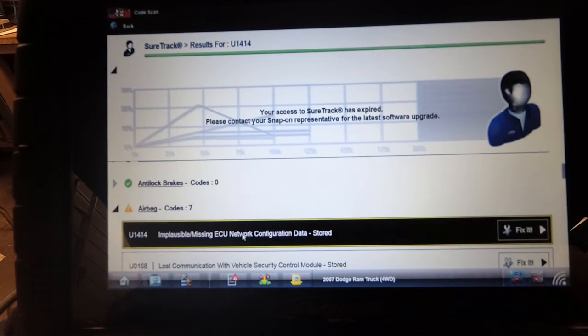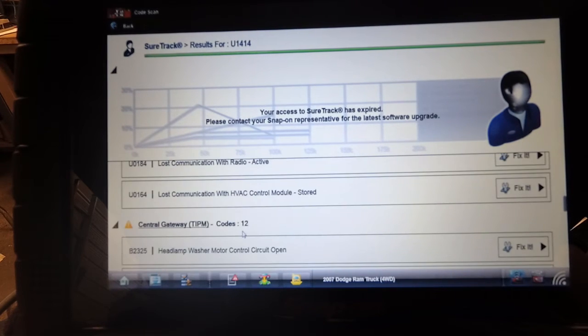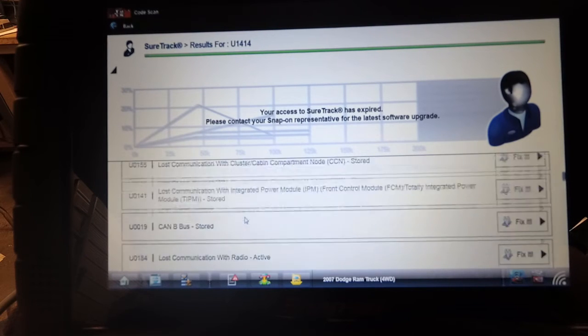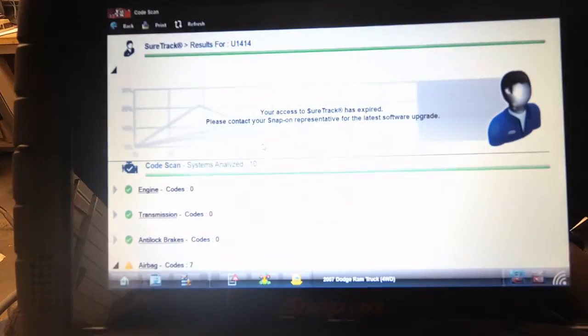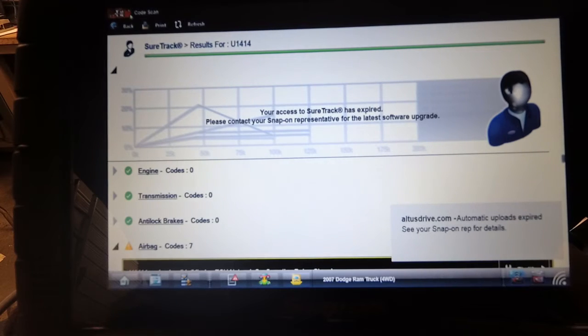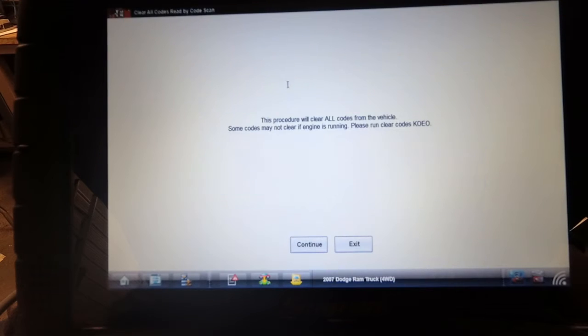Implausible missing ECU network configuration, airbag, lost communication with vehicle security, cabin compartment node. Yeah, we got several codes in here. Seven modules so far, 8 modules, 9 modules, and of course the OBD2 side of the PCM is considered a separate module. So we're going to back out of this and clear all codes read by code scan.